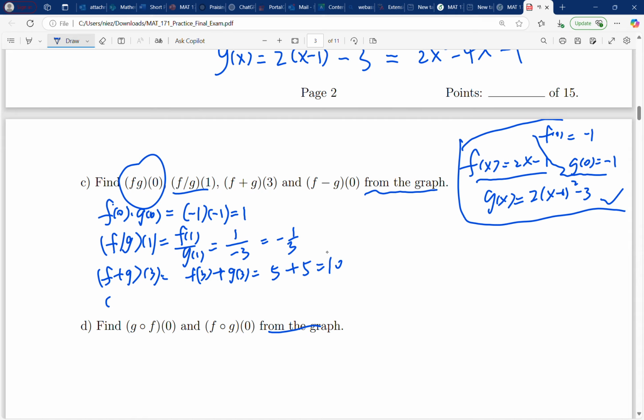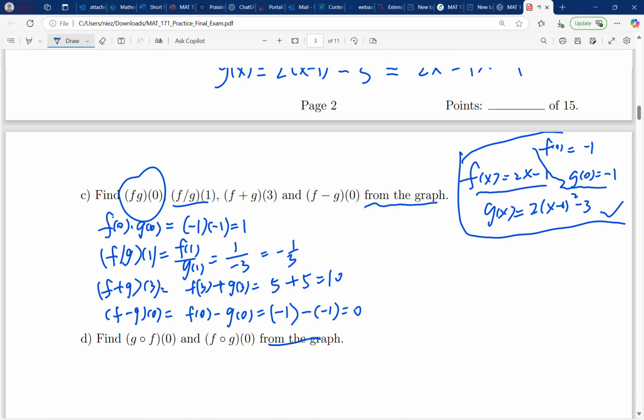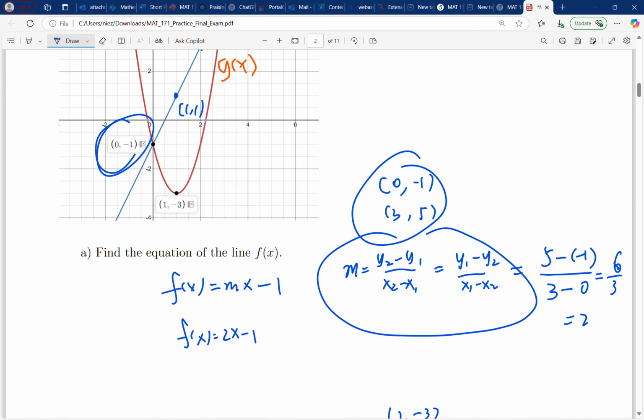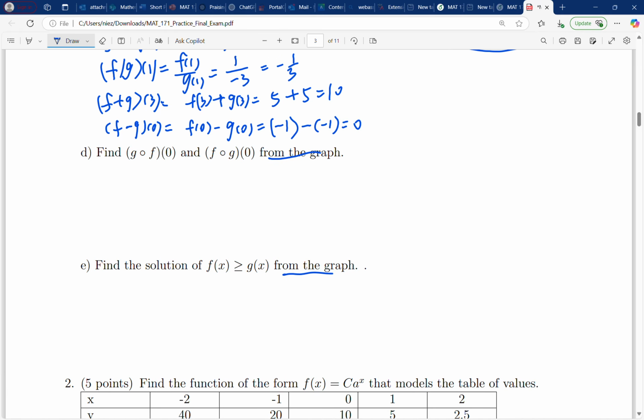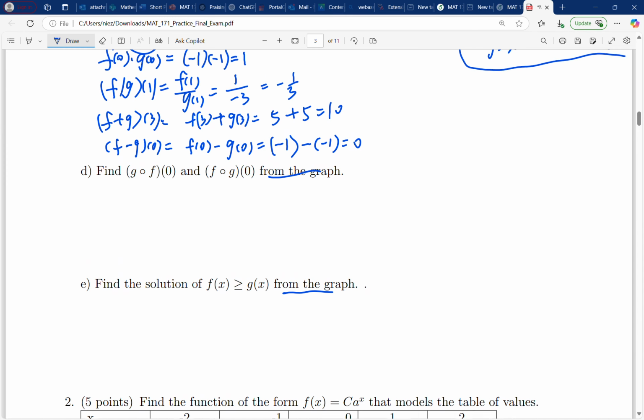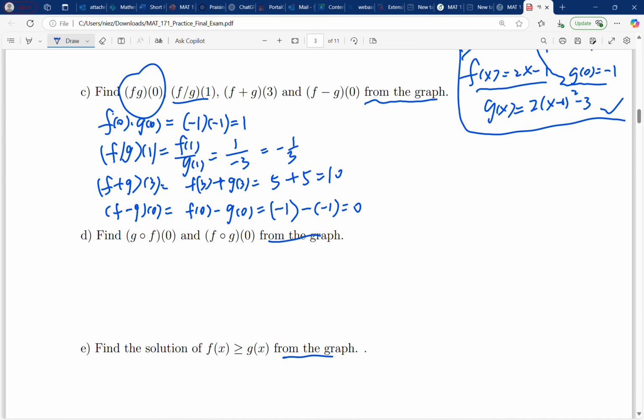And the last one, f minus g of 0 equals f of 0 minus g of 0. F of 0 we already know is -1, and g of 0 is also -1. So here you get 0. Anything wrong? Maybe I made a mistake. I just created the question, but I didn't do it. Last time when I was checking, I just checked roughly.